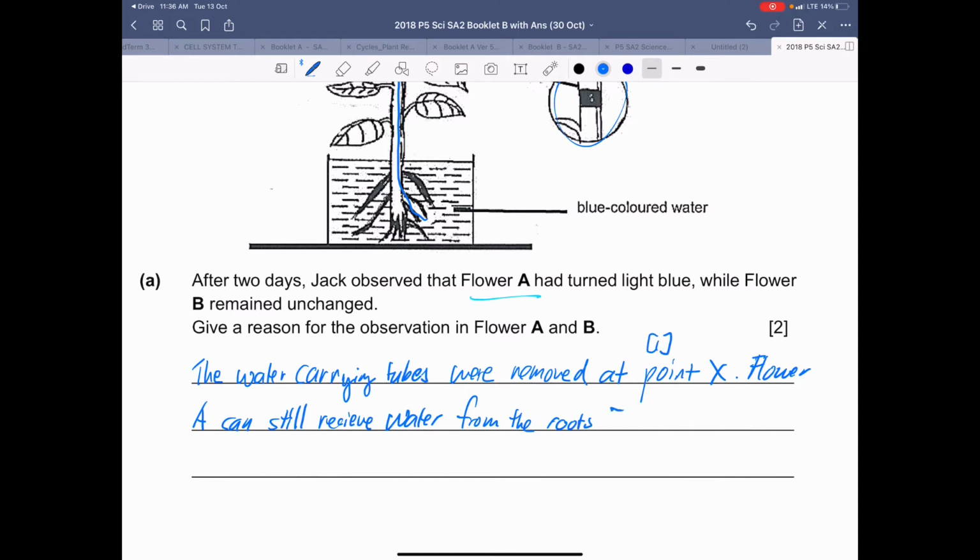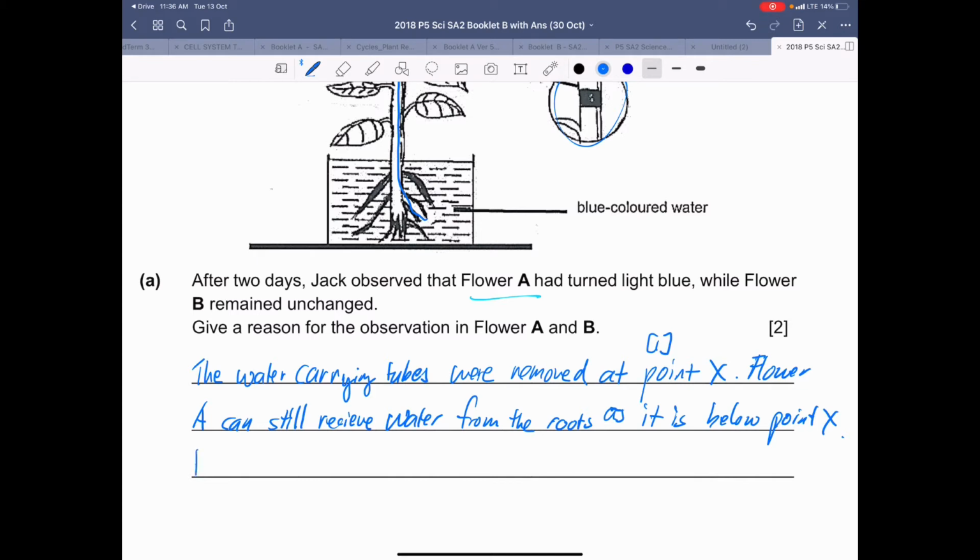Okay, as it is below point X, because only at point X do you cut the water carrying tube. So anything below it, the water carrying tube is still intact. You should tell me that flower A can still receive water because the water carrying tubes are still intact. Somewhere along those lines. Okay?